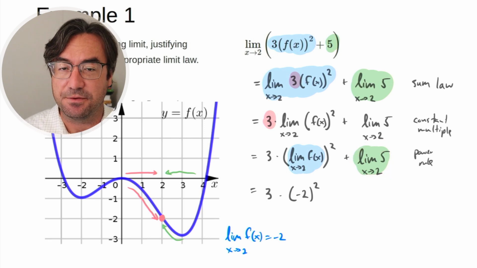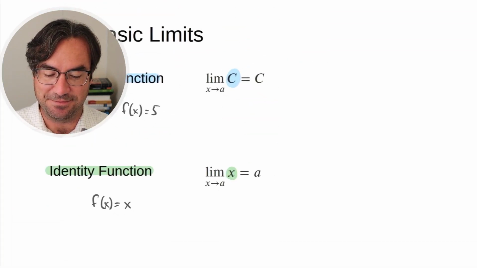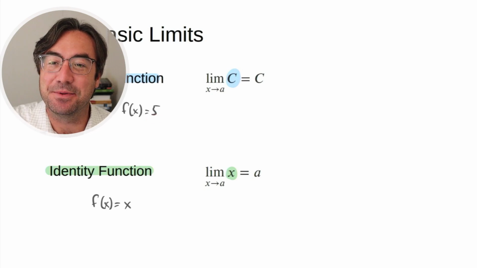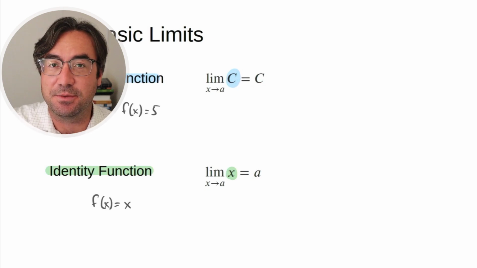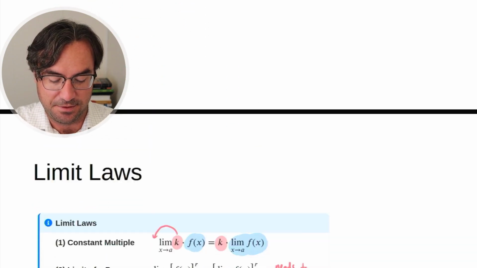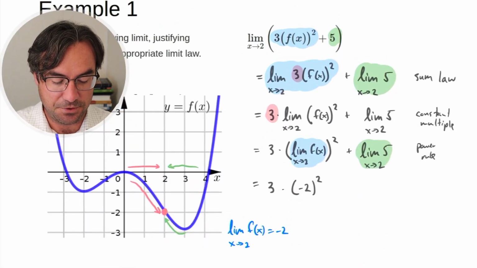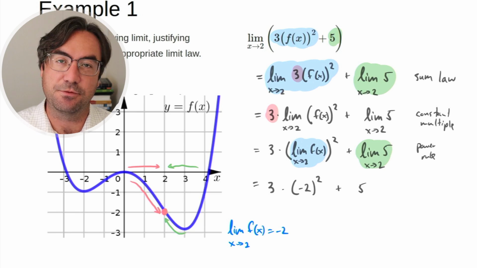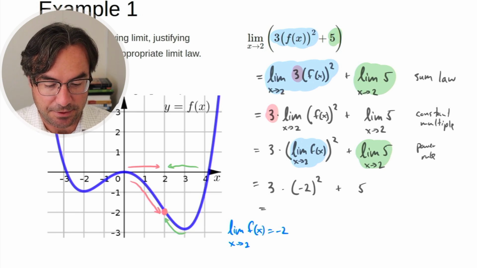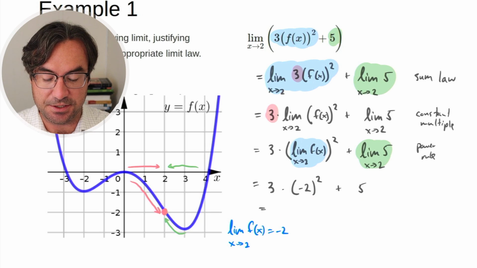Now, what about the limit of 5? Well, this is one of our basic limits. This is a constant function. So when we do the limit of a constant function, it just stays constant, so it doesn't change. So the limit of 5 is just going to be 5. And we're done. And if we wanted to, we could clean this up. What do we get? -2 squared is +4. So we end up with 3 times 4, which is 12, plus 5 is 17.